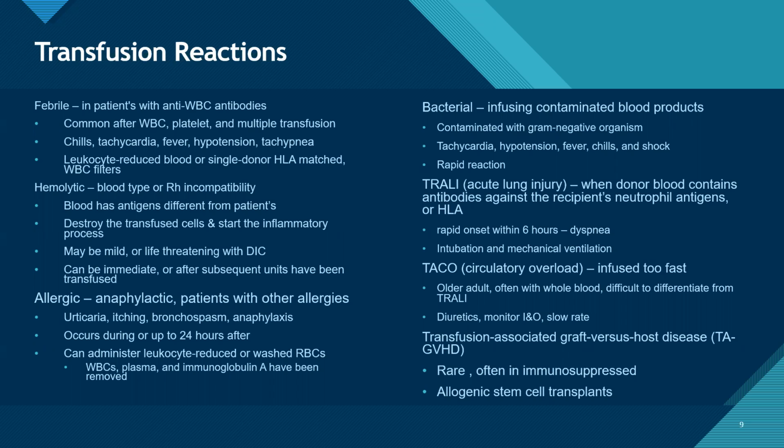With TACO, transfusion associated circulatory overload, you've infused that blood too fast. Older adults often can't handle the volume overload. It's going to impact their cardiac function. The heart muscle is too weak. Whole blood is a much larger volume than if you're just giving red blood cells. And it's difficult to differentiate the two. These patients often might just need diuretics, slow the rate, monitor the lungs and nose. Typically, we start it slow anyway, right? And then we speed it up.